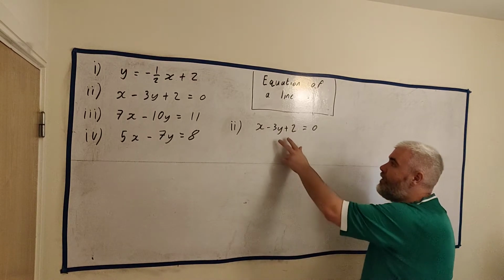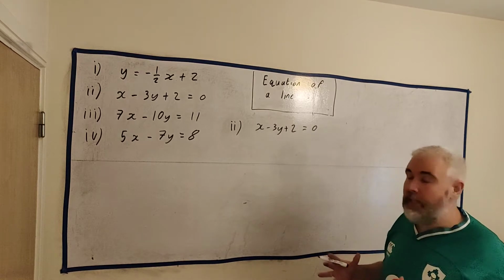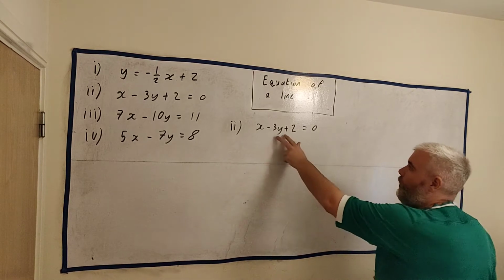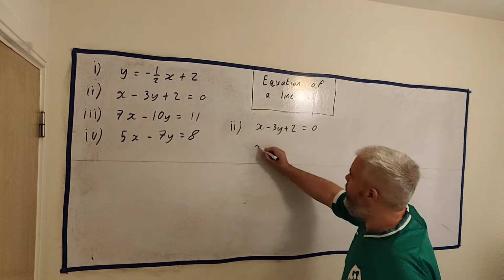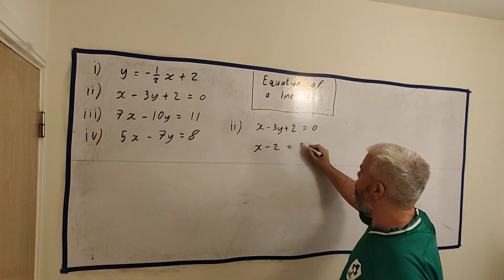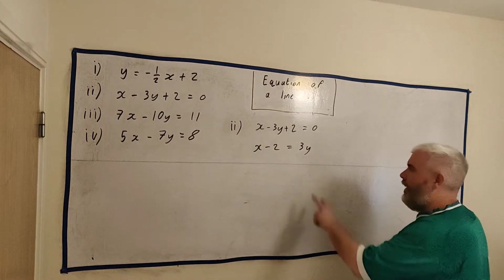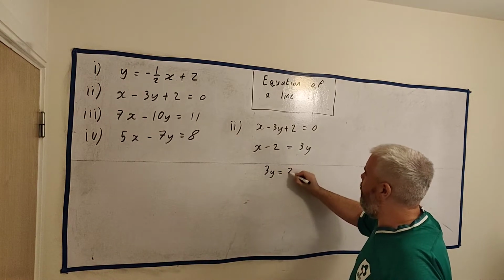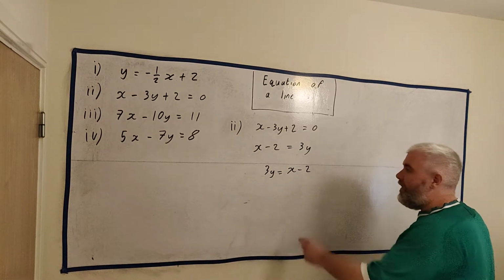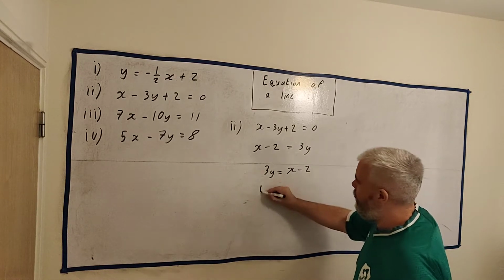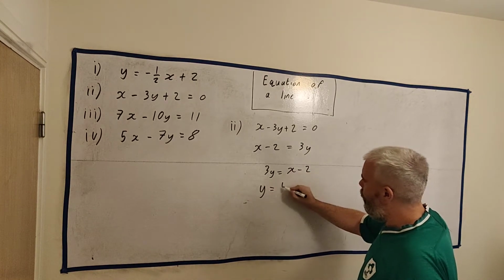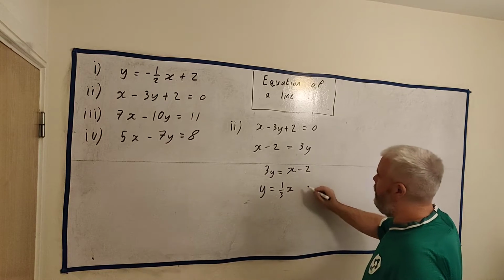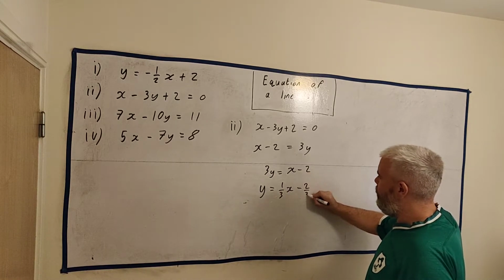I would always make it look like y equals. I would rearrange everything, so I would add 3y to both sides. x minus 2 is equal to 3y. I like to write y on the left, so let's just switch these around. 3y is equal to x minus 2. Divide everything by 3. y is equal to 1 divided by 3 times x minus 2 divided by 3.